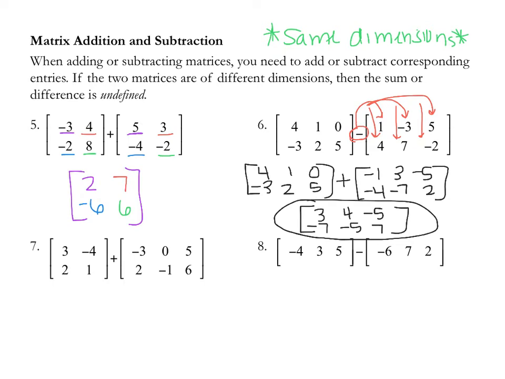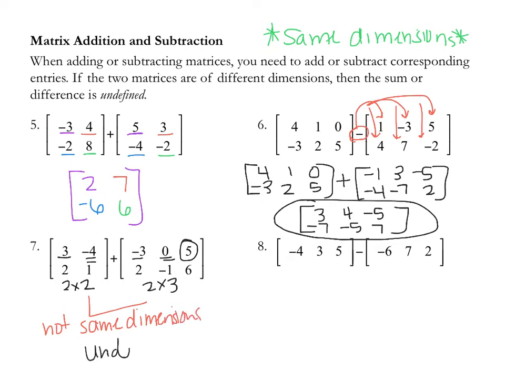Okay? All right, looking at number 7, right away you should see that something's weird. We could start matching stuff up. That matches with that, this guy matches with this guy, but then this guy doesn't have a match because these are not the same size. This is a 2 by 2. This is 2 rows, 3 columns. This is a 2 by 3. So since they're not the same size, they don't have the same dimensions, we can't actually add these together. We call this undefined. So they're not the same dimensions. So we're going to write down undefined. We're actually not able to do this operation.